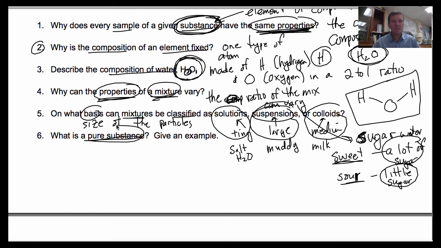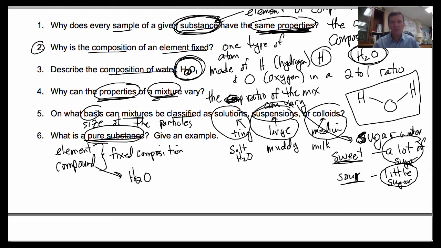A pure substance is either an element or compound where it has a fixed composition. Element or compound that has a fixed composition. You can't alter it. Water, here's your example. Water, I keep going to this, H2O. It's always going to be 2 hydrogens to 1 oxygen. It doesn't matter how much water you have or how little water you have. It's fixed. An element would be just one of the elements from the periodic table.